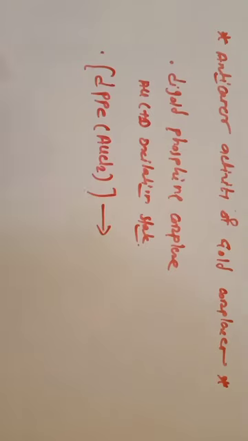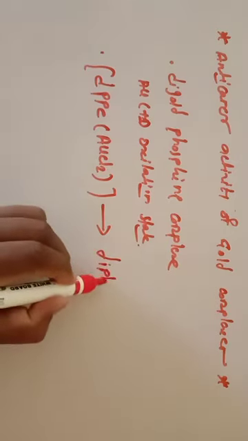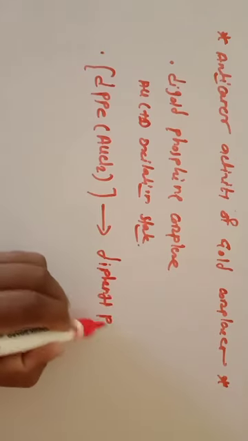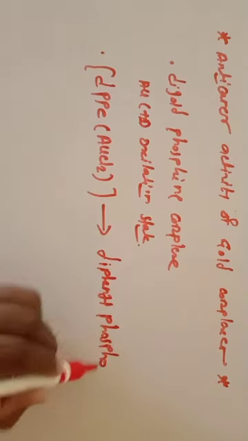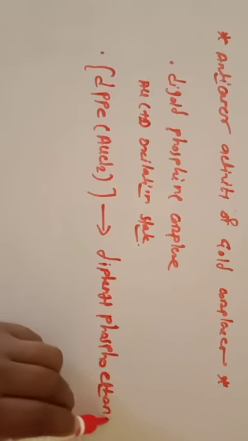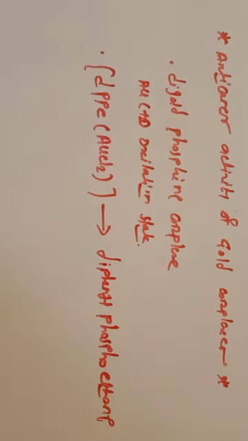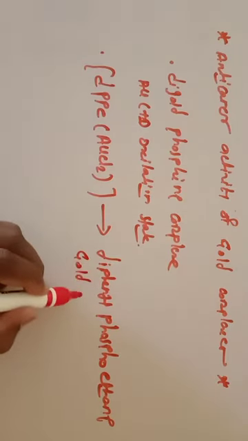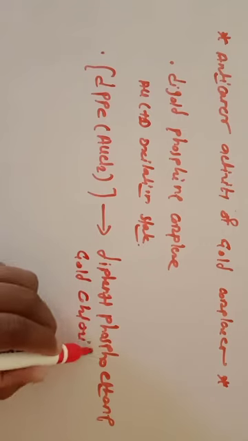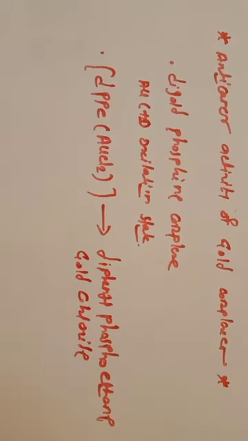So what is this DPPE? We are very much familiar with this ligand. It is diphenylphosphinoethane, and the complex is diphenylphosphinoethane gold chloride. If you see the structure, then it is P.